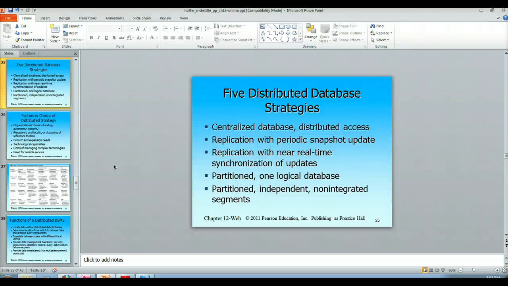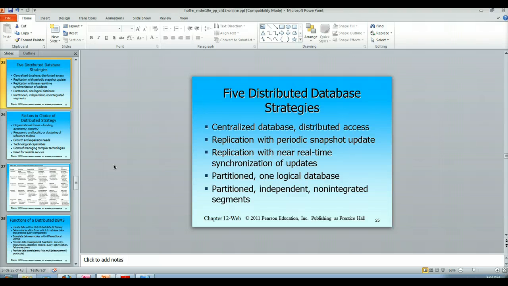And welcome to the video lecture regarding strategies, 5 basic strategies for setting up a distributed database environment. So the first one's going to be a centralized database with distributed access, right? A replication with periodic snapshot updates. We've got replication with near real-time synchronization of updates.